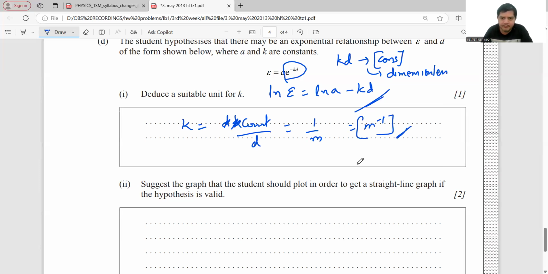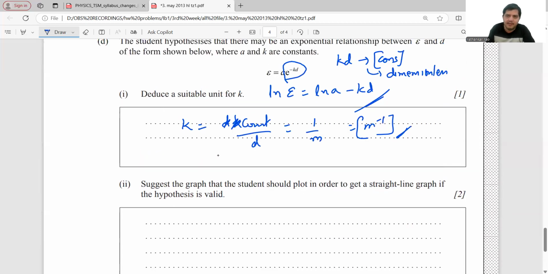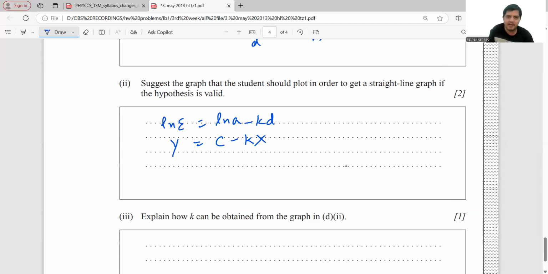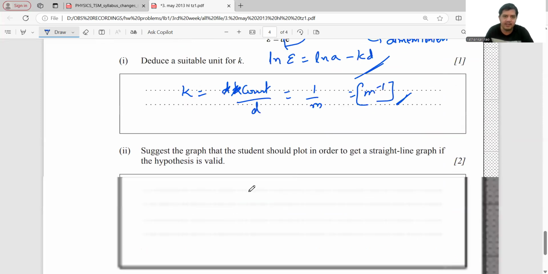Next. Suggest a graph that the student should plot in order to get a straight line, if the hypothesis is valid. Now you can use this one here. So what do we get? You get ln E is equal to ln A minus KD. ln E is what? E is a variable, so put Y here. ln A is a constant C, minus K into X over here. X is a variable. So what should you plot? You should plot a graph of ln E versus D. When you do that, definitely you will get a straight line, but it will not pass through the origin.